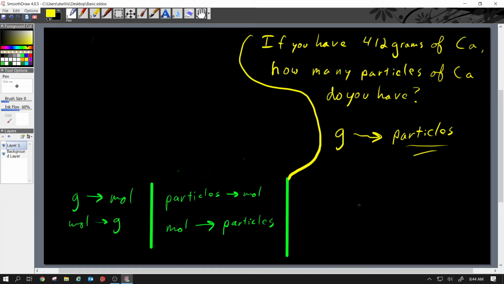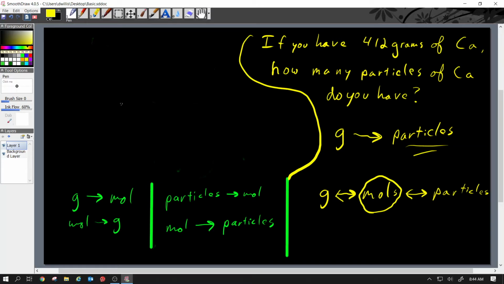Okay, so here's what you always have to do. You always have to go from grams to moles and then to particles. Or you can go backwards and go the other way: particles to moles to grams. But no matter what, you always have to go to moles first. All right? So we're always going to go to moles first.